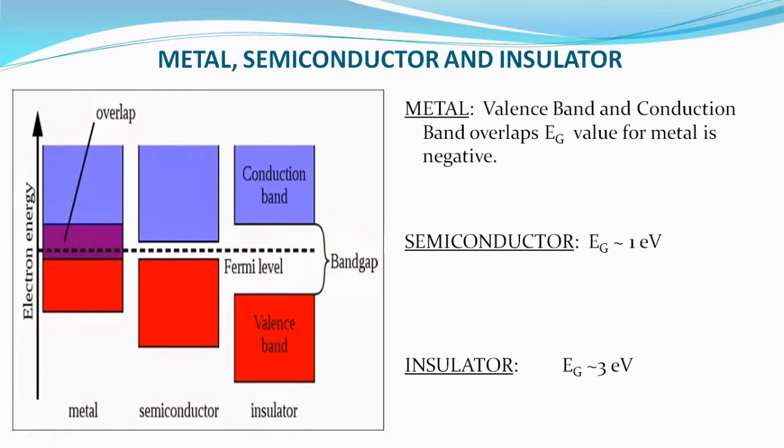In case of semiconductor, this Eg value can be in the order of 1 electron volt roughly. So if you apply some external excitation by any means, it can be in forms of current, in forms of temperature, magnetic field, electric field in some cases, then it will conduct. So semiconductor is having conditional conductivity, and if it is an insulator, then this energy gap value is in the order of 3 electron volt, which is very high.